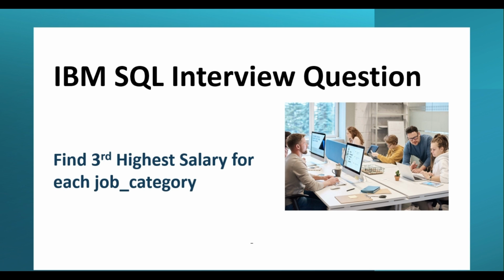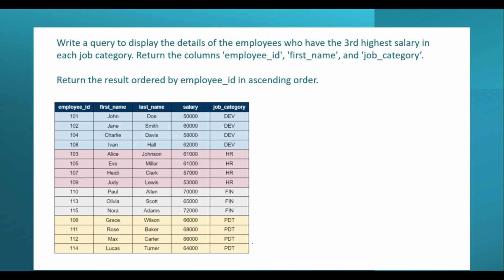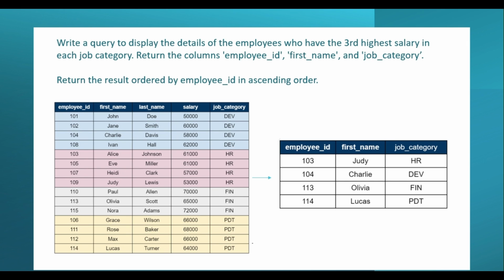So let's understand the question in detail. We are given some employee details having columns like employee ID, first name, last name, salary, and the job category. And we have to write a SQL query to display the details of the employees who have the third highest salary in each job category. We have to return the columns employee ID, first name, and the job category. Also, the result should be ordered by employee ID in descending order. And this is how your output should look.